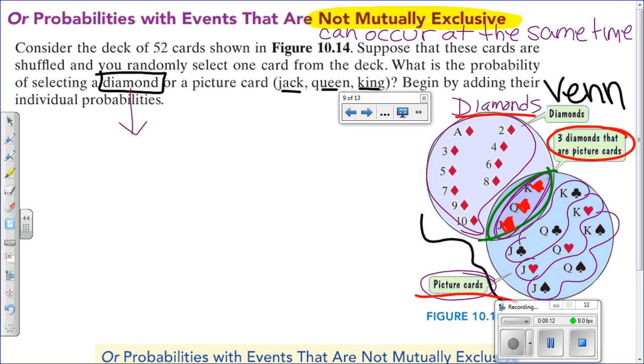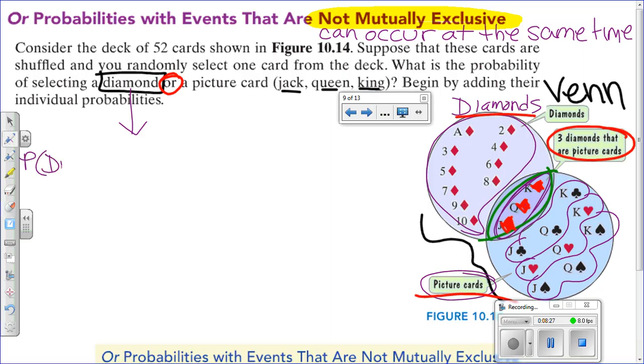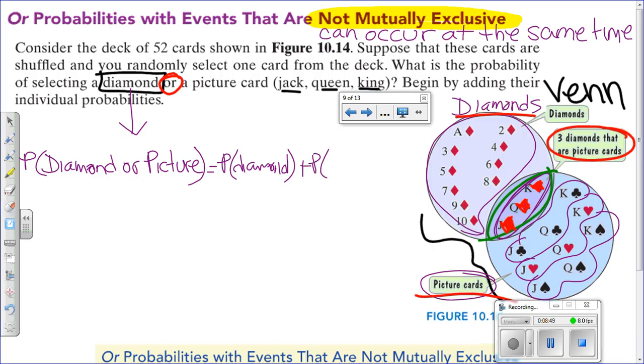So what do we need to do here? If you think about getting a card that is a diamond or, remember it says or, a picture card, we're going to start the same way. Let's write it first: diamond or a picture card. For that, it will be the probability of getting a diamond plus the probability of getting a picture.